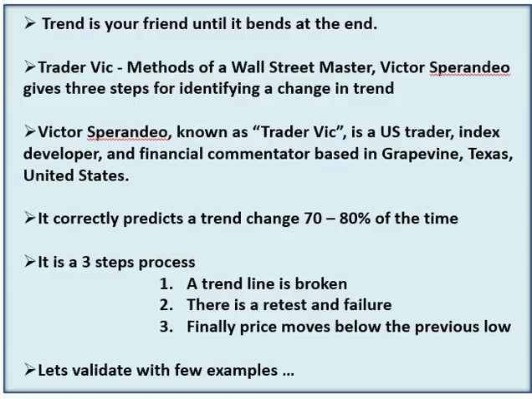Victor Sperandeo actually wrote a book called Methods of a Wall Street Master, where he explained how a trend can be correctly predicted when there is a change. Of course, he cannot say that it will be done 100% accurately. However, the method which he has suggested actually predicts the change in trend 70 to 80% of the time.